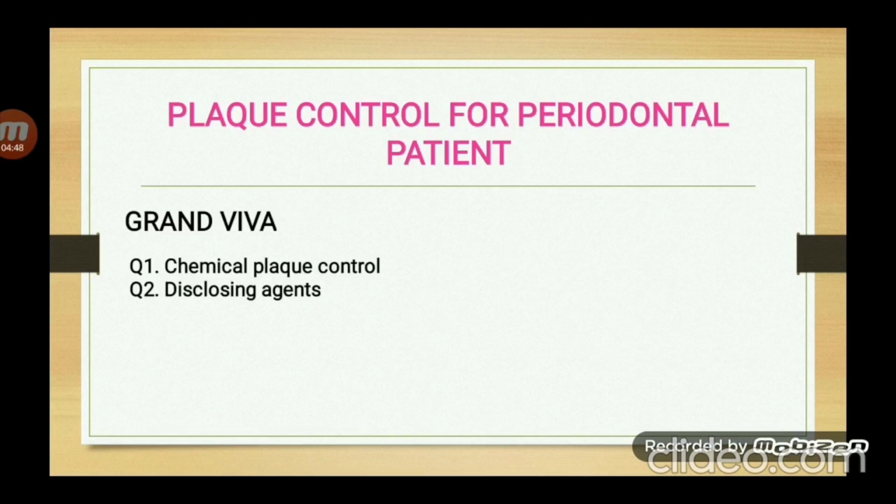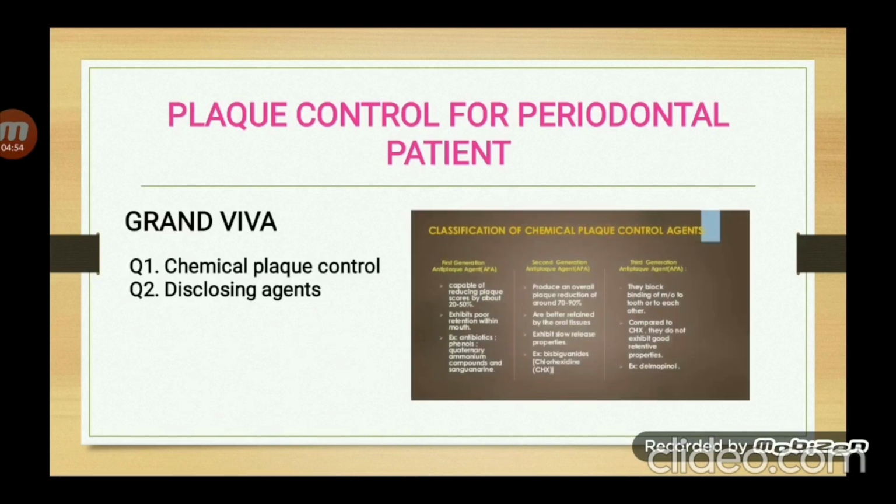Generally, in the grand viva they would ask you this. So you should know about chemical plaque control and again the disclosing agent. Classification of chemical plaque controlling agents: as we all know, there are 3 generations, first generation, second generation, and third generation. You should know this because it's also an important SAQ question. So do go through this.